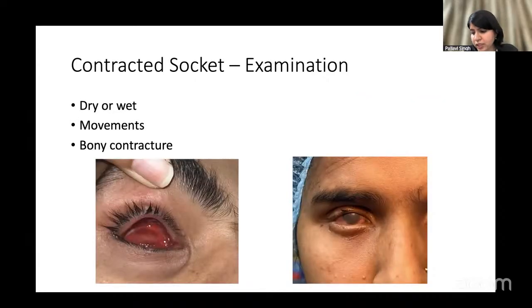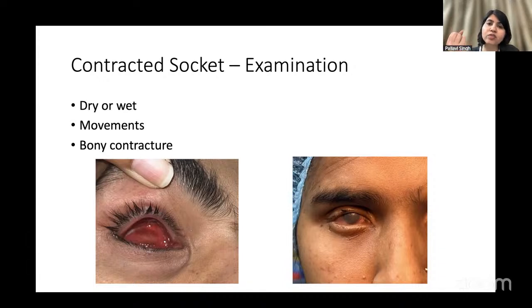The other important thing that you have to comment on is the conjunctiva. You have to comment whether it's dry or wet, whether there is any discharge in the conjunctiva. You have to look at the movement of the fornices. You have to look at whether there's any bony contracture. By movement, I mean you have to make the patient look up, down, left, and right and see if the fornix is moving.